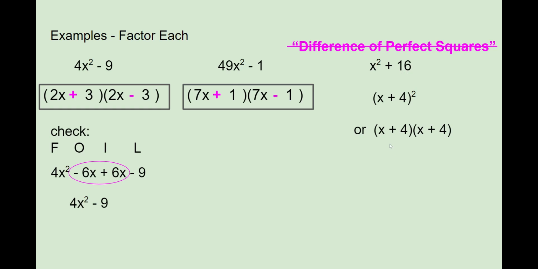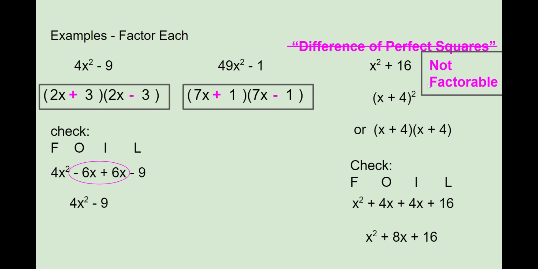So let's go ahead and just kind of investigate why it doesn't work. We're going to just check this with FOIL. When we do our first, outer, inner, last, we realize that the outside and the inside terms are both positive. So without any minus signs in there, there is no way to cancel that middle term. So this is not what we started with, which means this is not the correct factored form of x squared plus 16. And in the end, the answer is that the sum of perfect squares is not factorable.